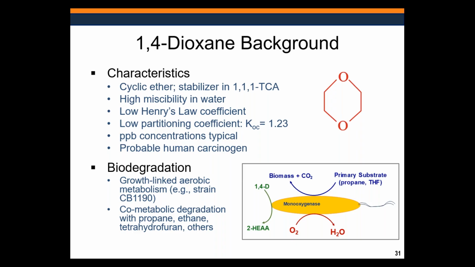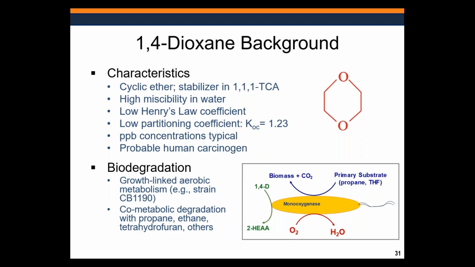It's miscible in water. It doesn't sorb well to carbon. It doesn't strip well. You typically see ppb concentrations. It's a probable carcinogen, but it is biodegradable. The problem is it's not biodegradable by the means that we normally use to degrade chlorinated solvents, which is adding carbon sources and making everything very anaerobic. The biodegradation literature on 1,4-dioxane suggests that there's a small subset of organisms that can grow on it aerobically. The one termed CB1190 is one that many of you may have heard of.